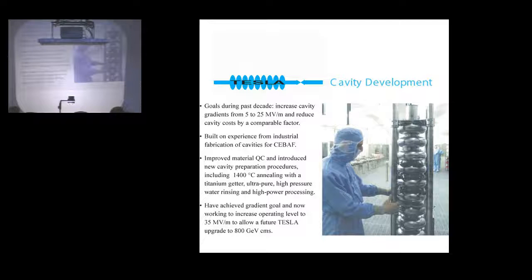However, their emphasis now is to be able to increase this up to 35 so that they can upgrade to 800 GeV in the center of mass. So this is turning out to be more the focus of their program now.